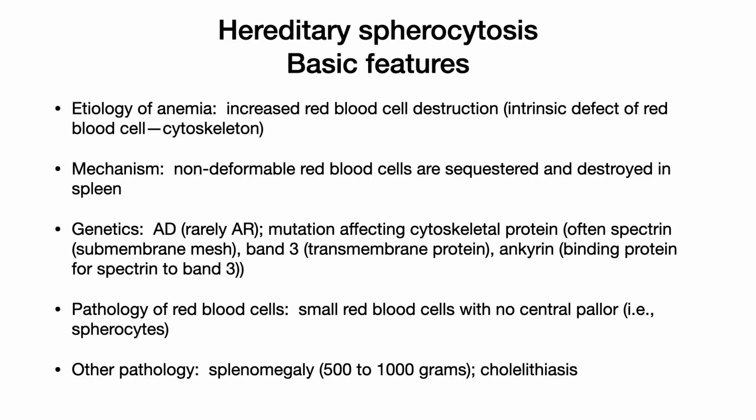And then because you get breakdown, you get extravascular hemolysis. Remember, this is increased destruction of red blood cells. You get extravascular hemolysis. You're going to get an elevated level of unconjugated bilirubin, and that can lead to potential for gallstones, the pigment stones.